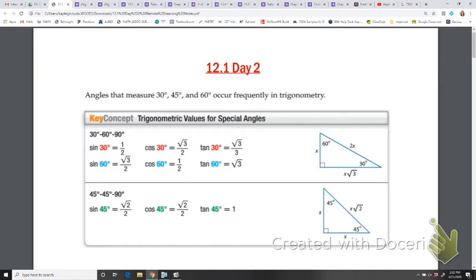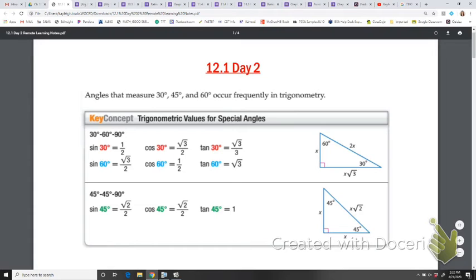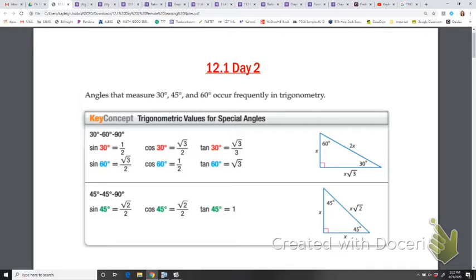This is lesson 12.1, day 2. So there are special triangles that we talk about often in trig. One is a 30, 60, 90 triangle, and another one is a 45, 45, 90. The 45, 45, 90 triangle is an isosceles triangle, which means the legs are both equal, and the hypotenuse has the ratio of x times the square root of 2.